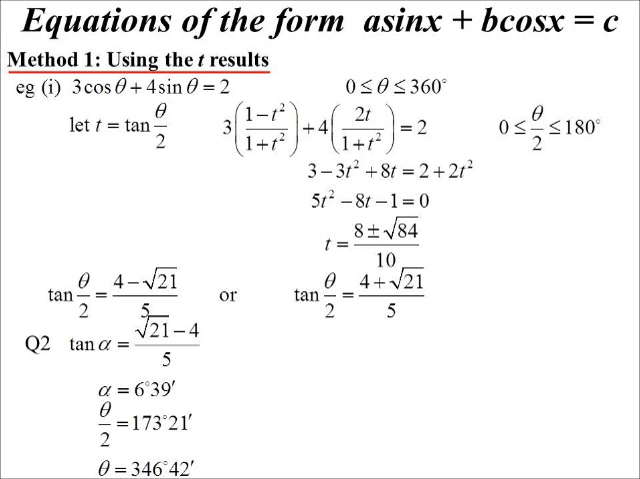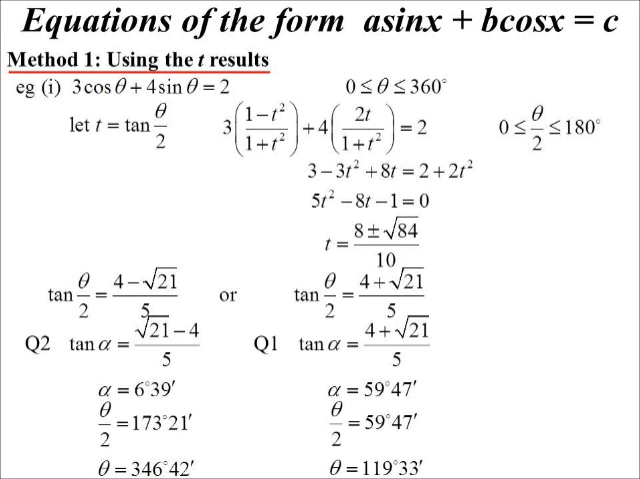Okay, let's go look at the other one. 4 plus the square root of 21 on 5, well, that's a positive number. So we just want the acute angle, the quadrant 1 answer. We go straight to our calculator. That's 59 degrees 47. So theta on 2 is 59.47, which means theta is 119.33. So we have our two possibilities.